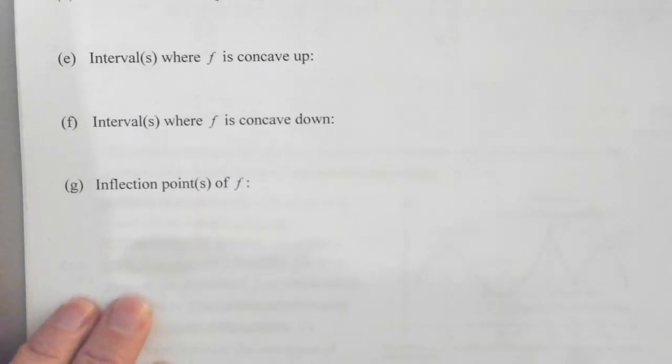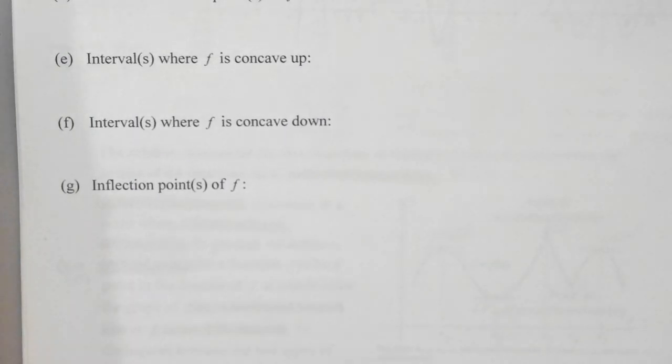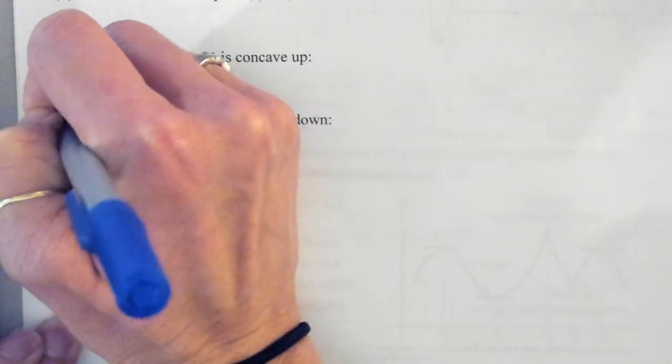Okay, let's do concavity. And then we'll go back to relative min and max. So how do I deal with concavity? What do I use? Second derivative. This whole piece right here is f double prime, right?